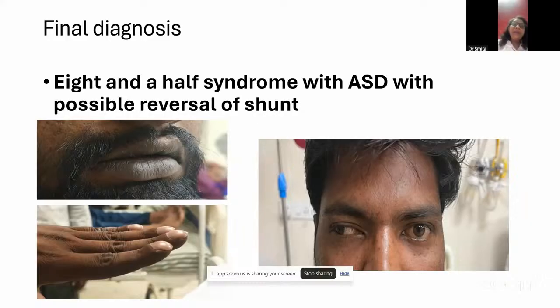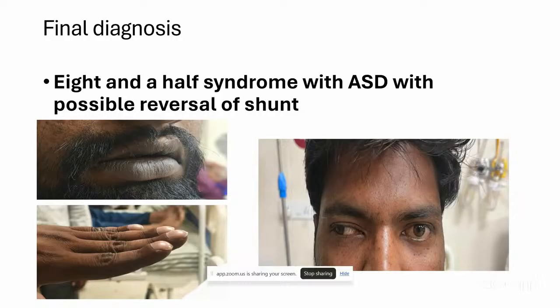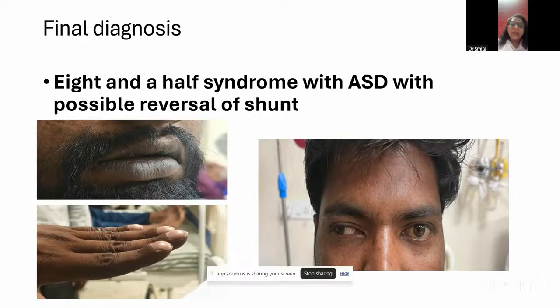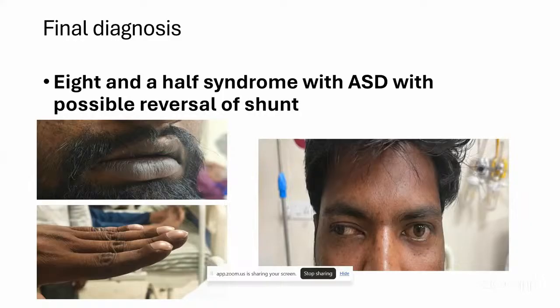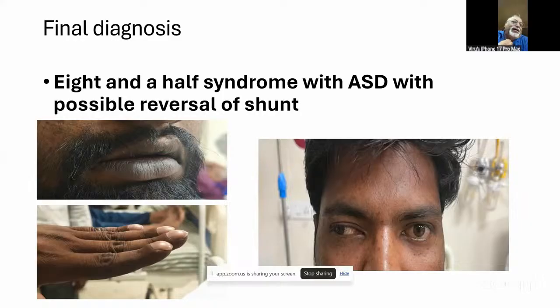Sir, actually, we did not allow them to see the echo and MRI findings. We did not allow them, right? So we wanted it to be just a clinical presentation without any bias, right? Yeah.